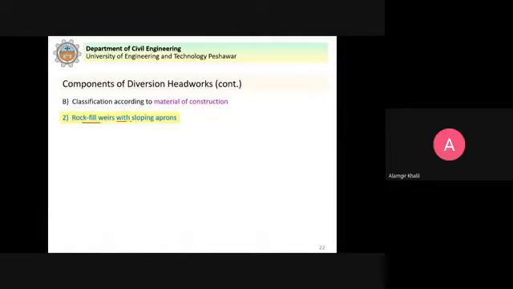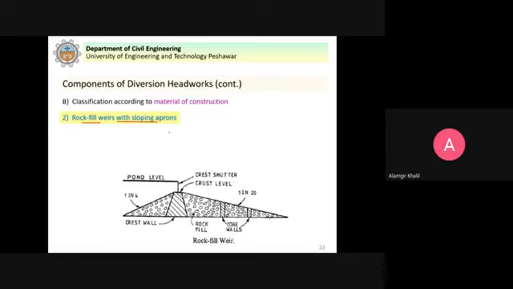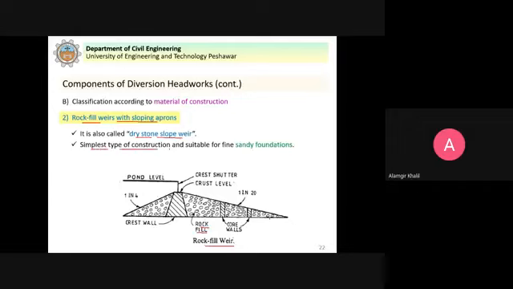Rock fill weirs with sloping aprons. You can see here that this is a rock fill weir. It is also called a dry stone slope weir. It is the simplest type of construction and suitable for fine sandy foundations. Such a weir requires huge quantities of stones and is suitable where stone is easily available.